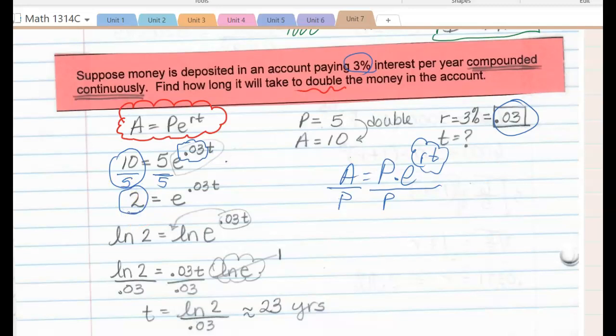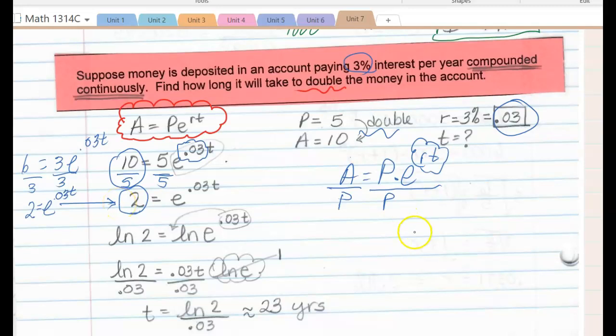Here's the other hint. Remember when they talked about doubling? That's where that 2 came from. So that's the reason why it doesn't matter what number we had. If we had 6 is equal to 3e to the 0.03t, first thing we do is divide by 3. We'll see how we'll get 2 is equal to e to the 0.03t, which is the exact same thing we have already written down. So we're going to continue solving.